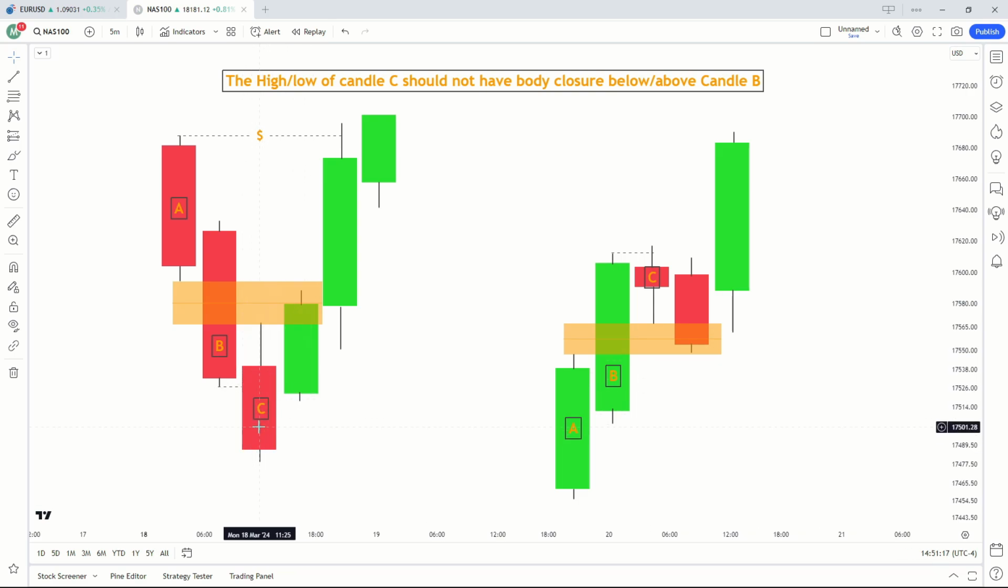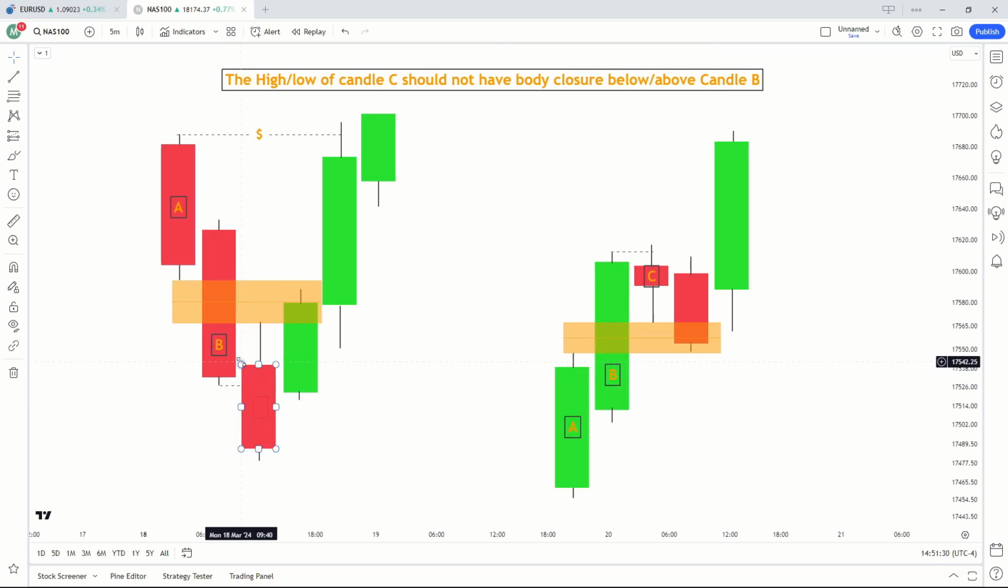Now, as you guys can see here, we have the body and the wick of candle C. So we do not want the body to close below the low of candle B. So as you guys can see here, we have the low of candle B, and candle C completely closes below this low right here. We don't want to see candle C displacing through the low or the high of candle B.